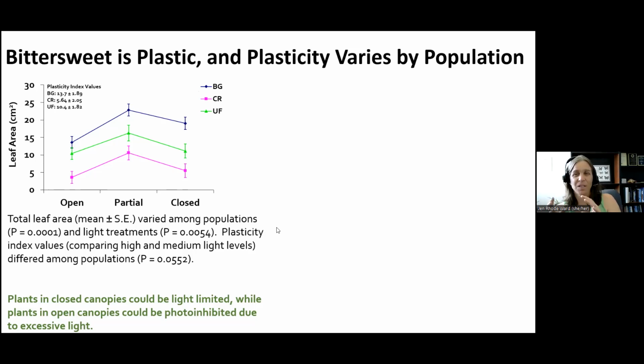The leaves looked a little bit yellow, and I measured some photosynthetic rates, which I'm not showing you here, but the photosynthetic rate in the high light level was actually lower than the photosynthetic rate in the medium light level.